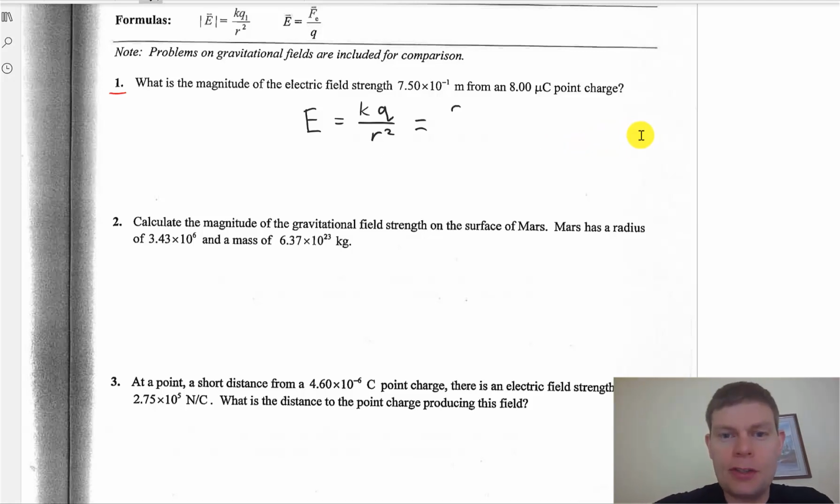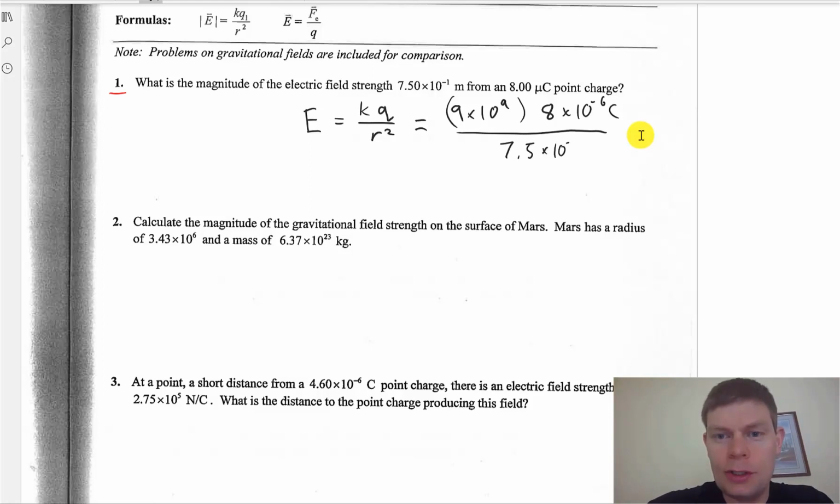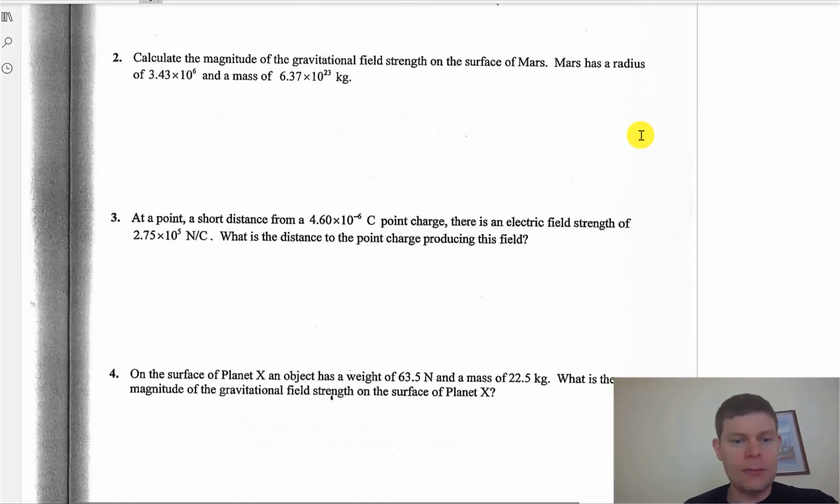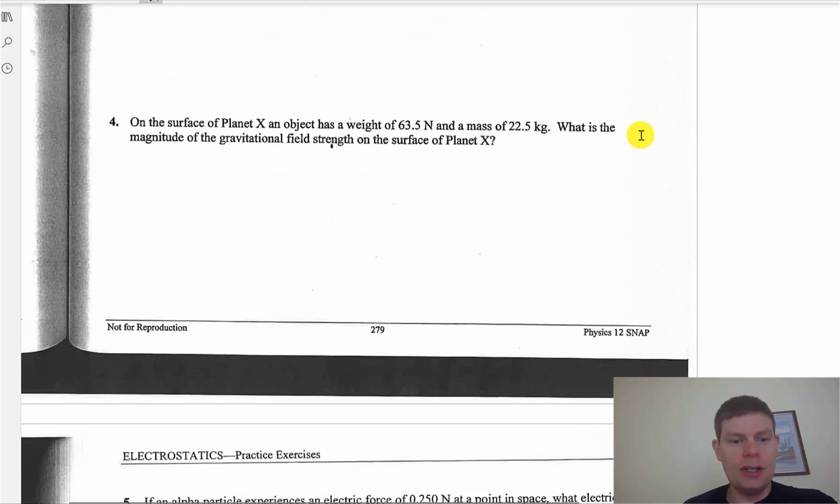Anyway, so that'd be 9 times 10 to the 9 times 8 times 10 to the minus 6 coulombs all over 7.5 times 10 to the minus 1, or 0.75, all squared. That's it. That's all you got to do. On to the next guy.